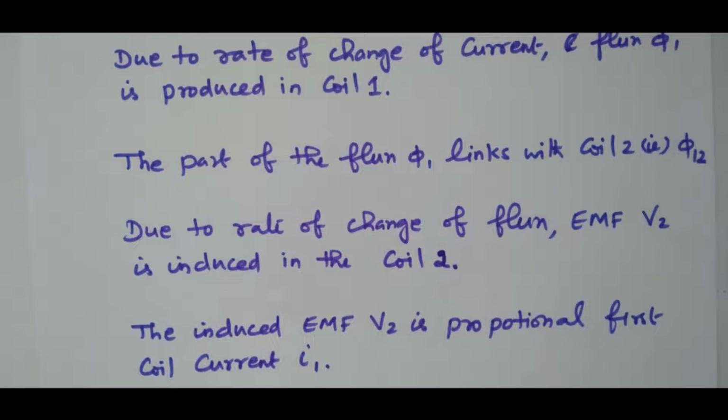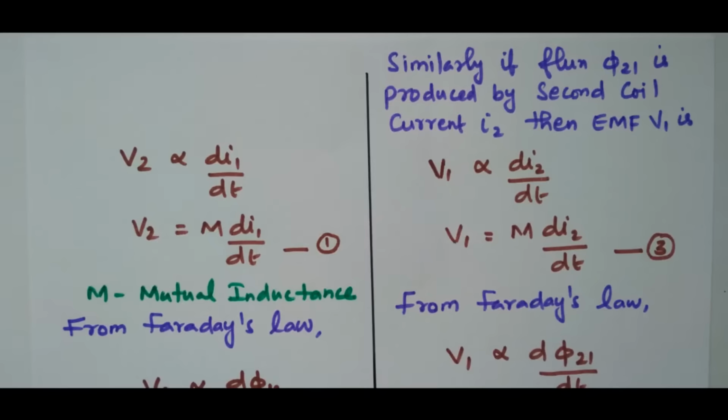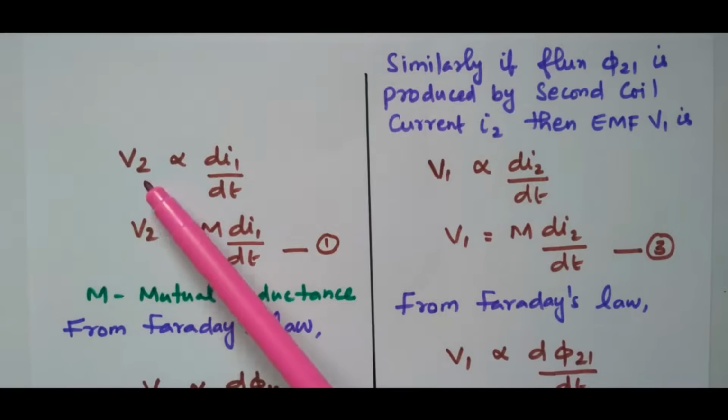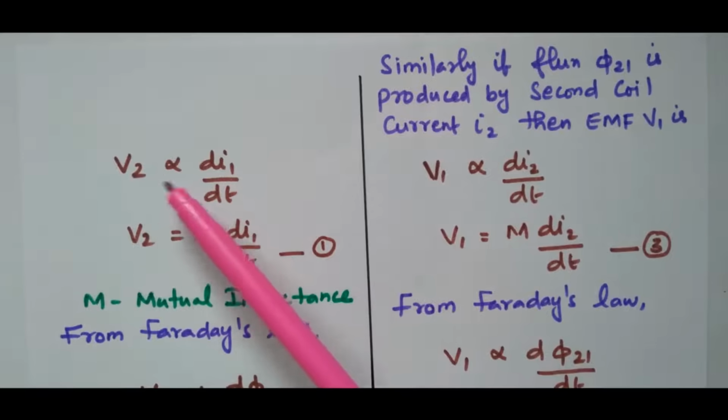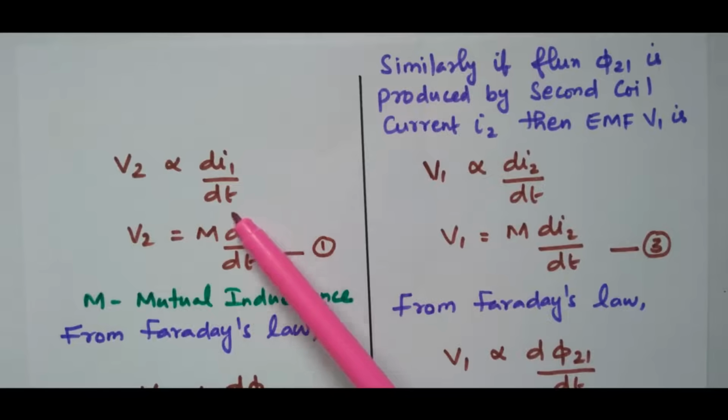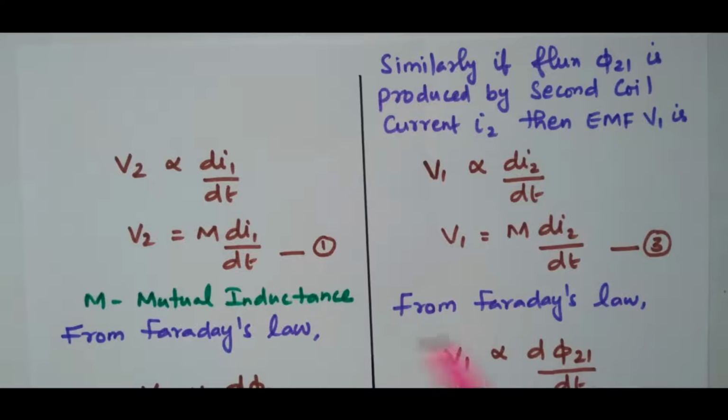Now we'll go to the derivation. The EMF induced in the second coil is proportional to the current in the first coil. V2 is directly proportional to dI1 by dt. While equating, we introduce the constant M. M is nothing but mutual inductance. So V2 equals M dI1 by dt. So the EMF induced in the second coil is proportional to the current in the first coil. So we got equation 1.